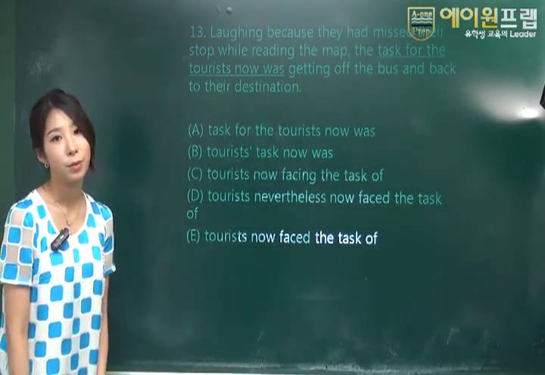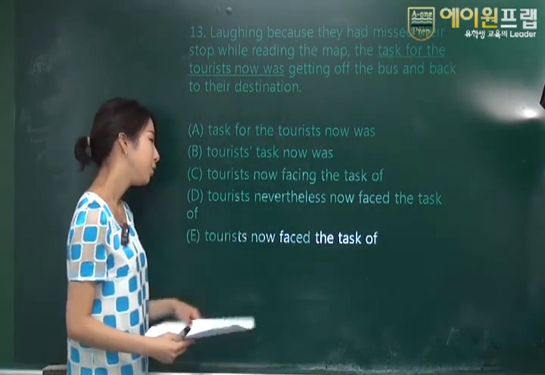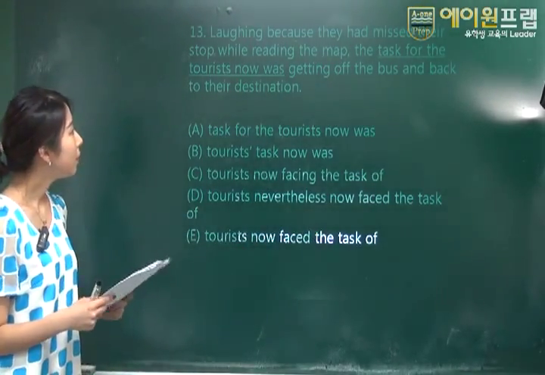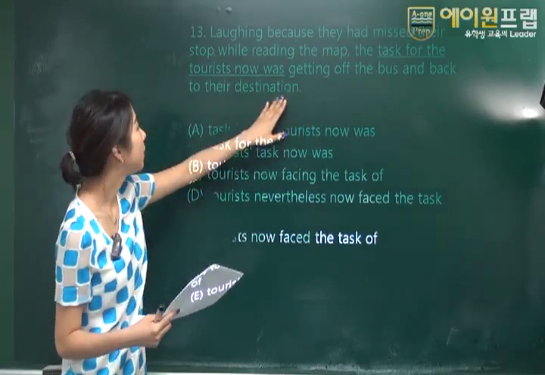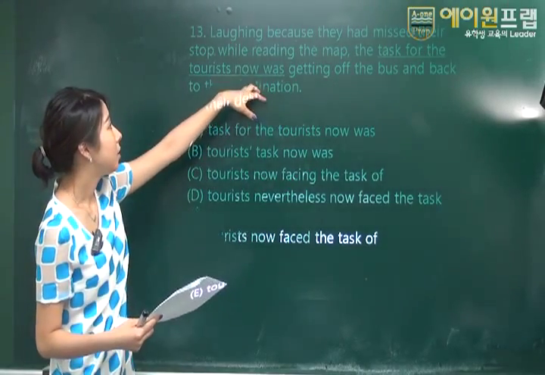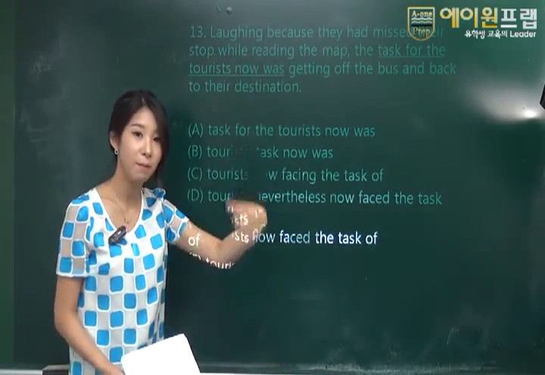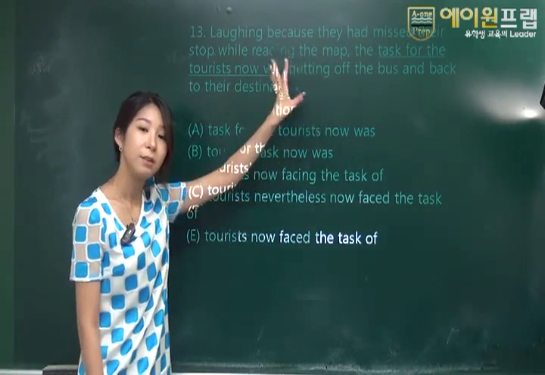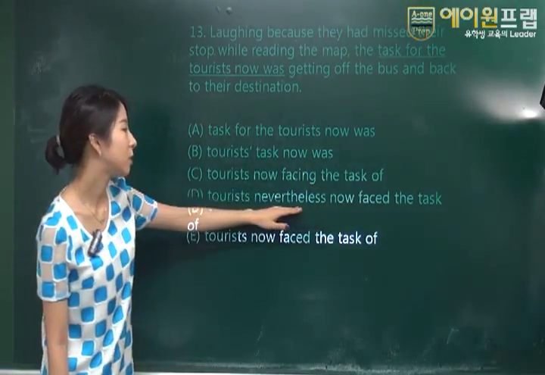So now what we have to do? We have to think whether this word nevertheless is really necessary in this sentence. Nevertheless now. And just now. So it's indicated in a sentence that this event, that they have to get off the bus and go back to their destination, this event happened as a consequence of the previous event. It's because they laughed and because they were reading the map and they missed their stop. So the relationship between these two events is already indicated in the sentence. So we don't really have to explain it by using the conjunction nevertheless.